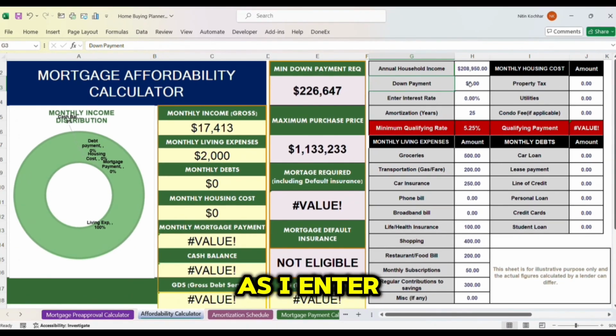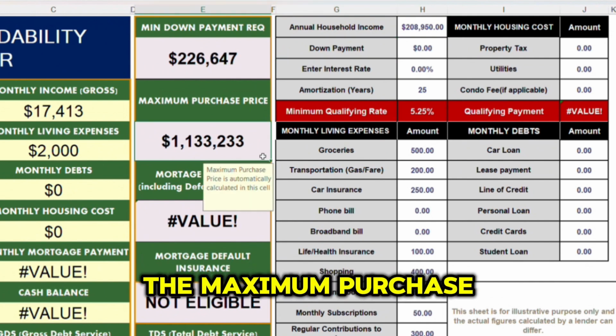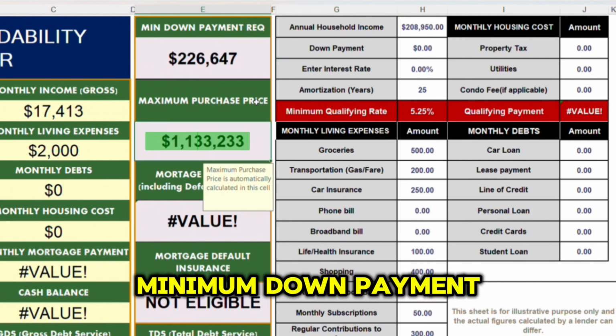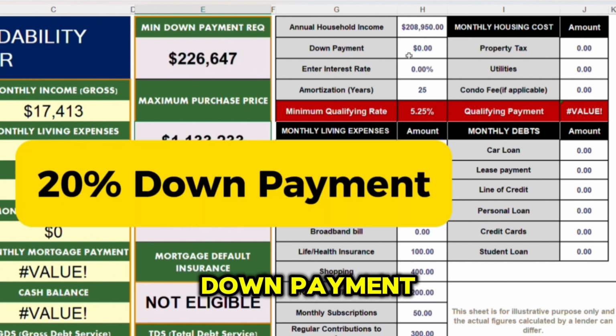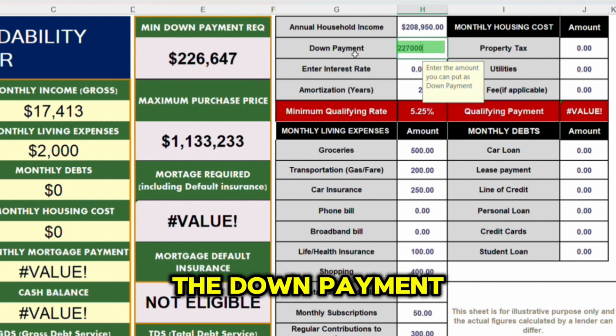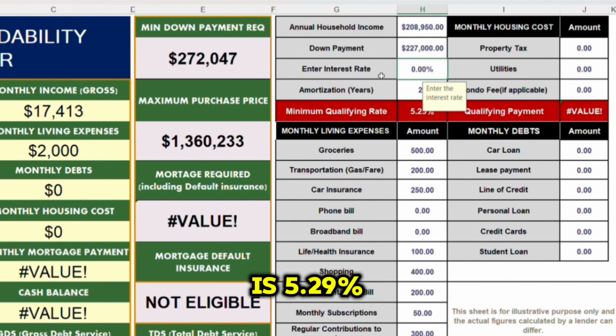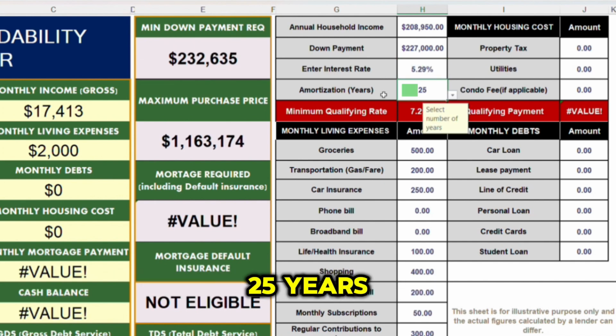So as soon as I enter the annual household income, this calculator is already showing what the maximum purchase price can be and how much minimum down payment we need to put. Since this example is based upon a 20% minimum down payment, I am putting $227,000 as the down payment. Interest rate taken for this example is 5.29%, so I'll put that over here. Amortization, I'll keep at 25 years.